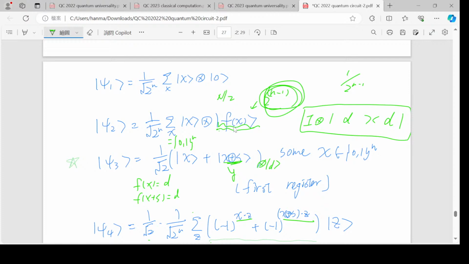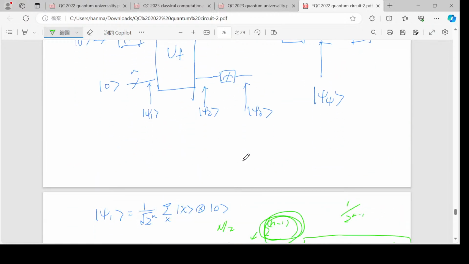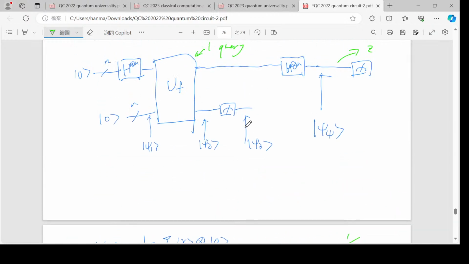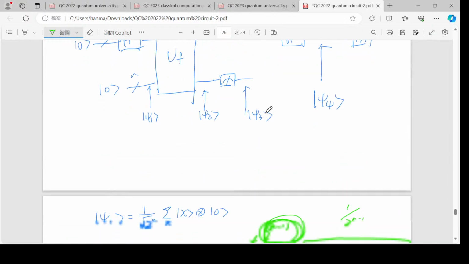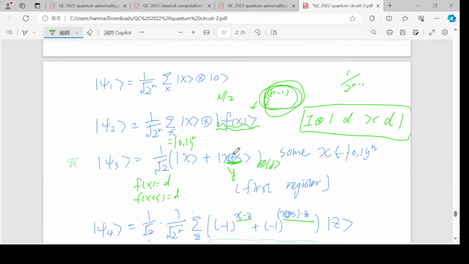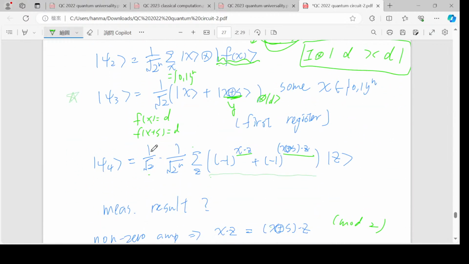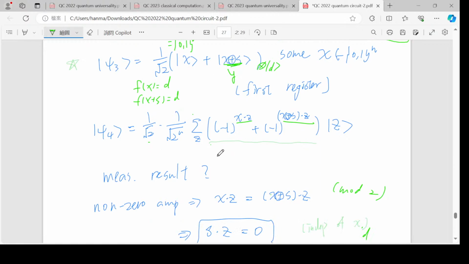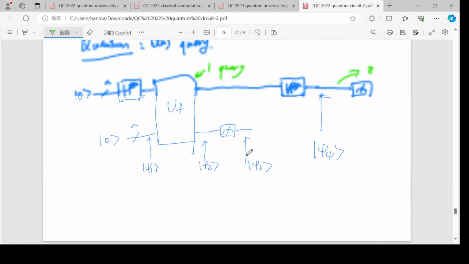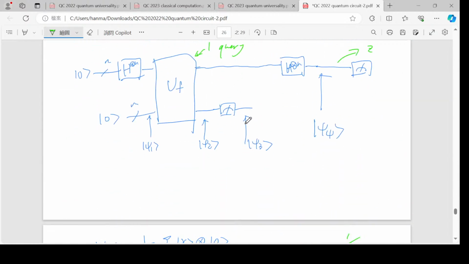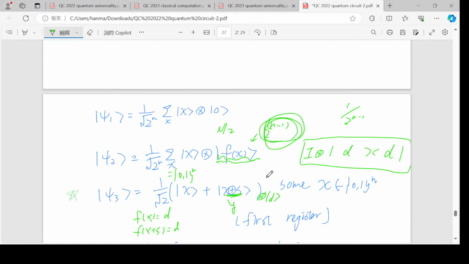Okay, and then we do, okay, so that's the output state. Then we do this weird 5-3 thing that makes our analysis easier. So we do measurement here on the second register. Okay, so we measure this f of x, and as we said, we measure f of x in computational basis.